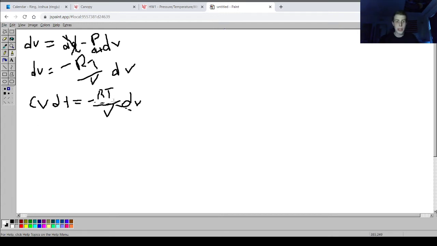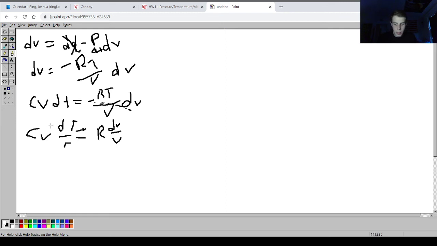All right, now we are just going to shuffle the equations around a little bit. So we're going to bring temperature over to the other side. So that's going to look like CV dT over T is equal to negative R dV over V. So now our next step is to integrate this, and we will integrate it with respect to T1, T2, and the different volumes V1 and V2.